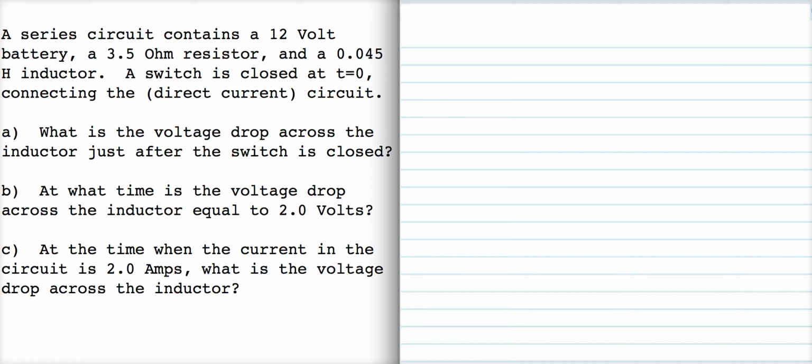For example, the voltage drop across the inductor at any given time is equal to the maximum voltage drop times e to the minus t over tau, right? Where at t equals 0, that voltage drop across the inductor is equal to its maximum possible value, which is the EMF of the battery. Because at t equals 0, this exponent is equal to 0, and so the exponential term is 1.